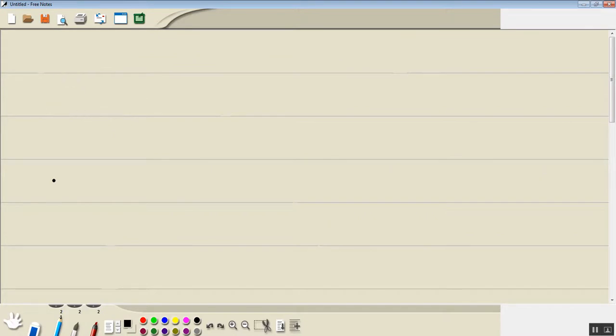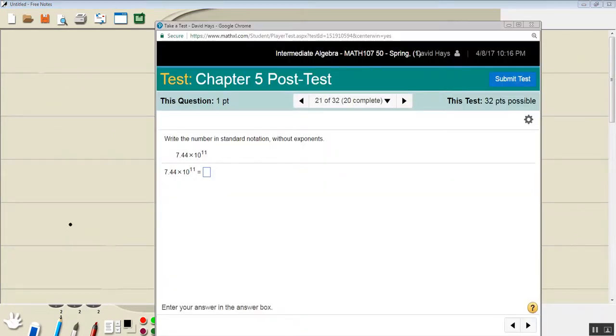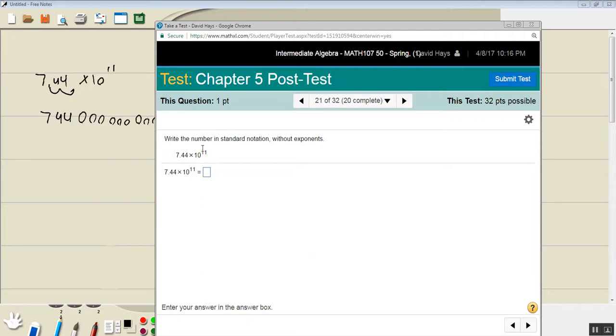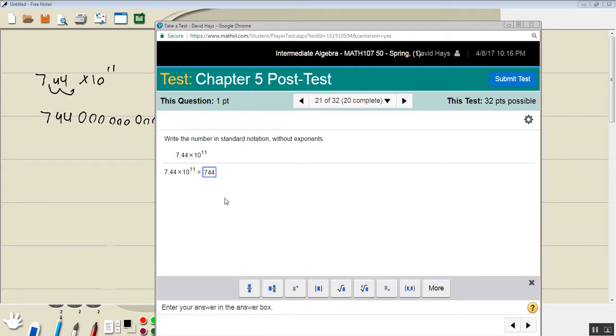Now in this one, it says write the number in standard notation without exponents. That's interesting. 7.44 times 10 to the 11th. What that 10 to the 11th means is you move the decimal point 11 places to the right. So we've got 2 of them here, and then we have to add on 9 zeros. 1, 2, 3, 4, 5, 6, 7, 8, 9. So we got 7, 4, 4, 9 zeros. 1, 2, 3, 4, 5, 6, 7, 8, 9. So I typed them all in correctly.